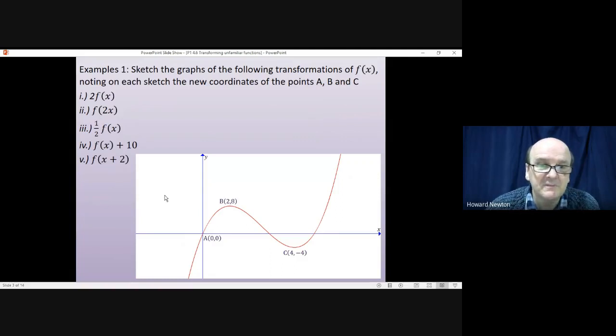As you do each sketch, the general shape should be right, but take specific care with the points A, B, and C, and note the coordinates of where they arrive under each of the transformations. I'll let you have a go yourself first. Pause the video, and come back to me again when you're ready. Okay, let's have a look at these.